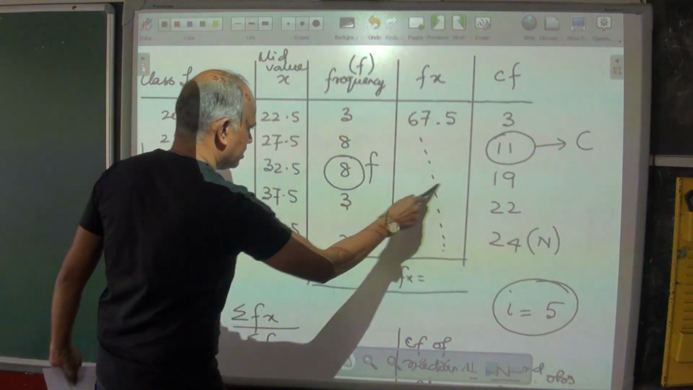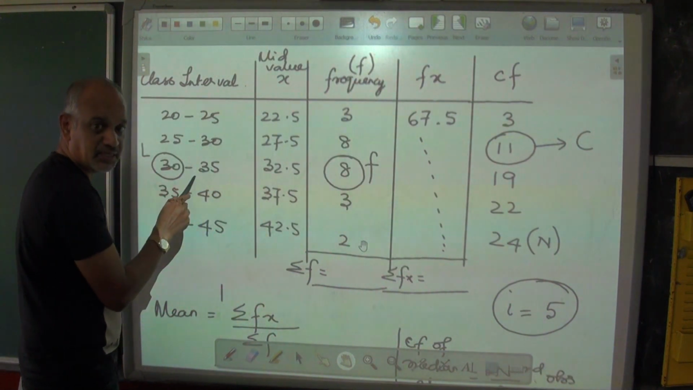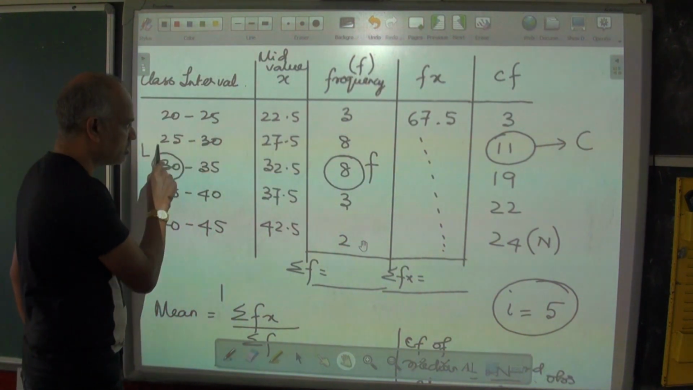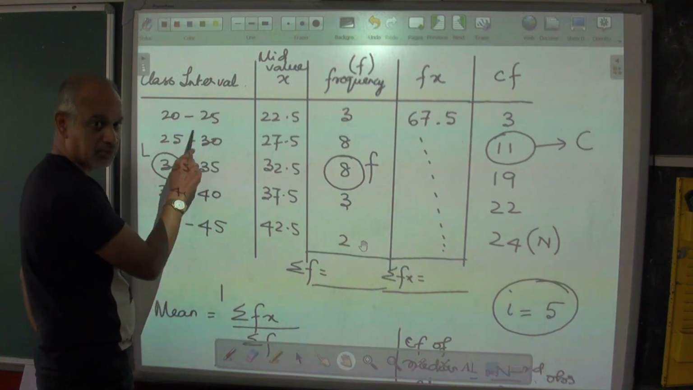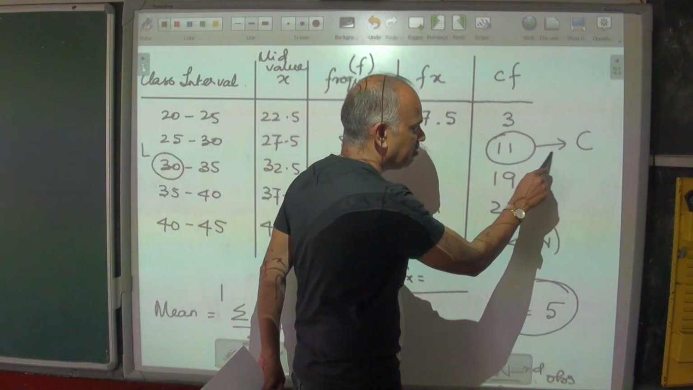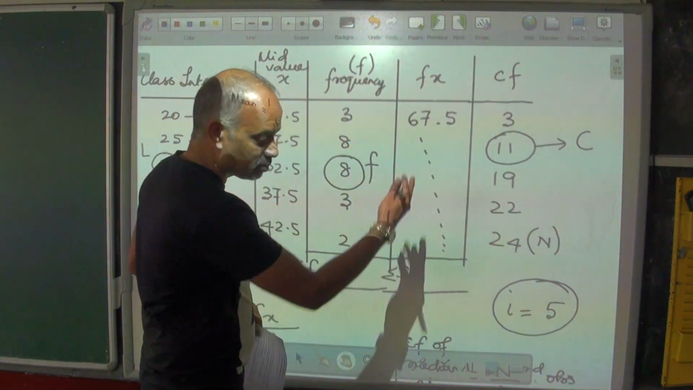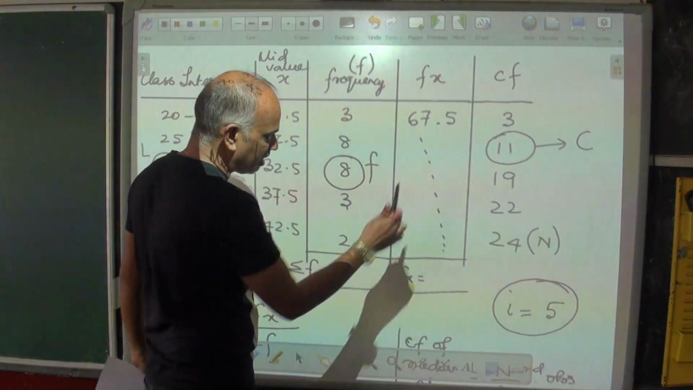I said this is the median class. Cumulative frequency of the class preceding means the class which is preceding the median class. For this, what is the cumulative frequency? That's 11. That is the value of C. All I am marking. Only thing is you have to substitute. So that's C's value, 11.